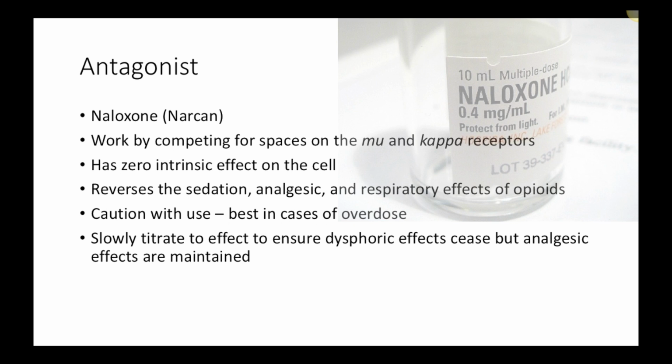All right, so let's talk a little bit about the main antagonists that we focus on when we're talking about the use of opioids. So we have an opioid receptor antagonist, and this is naloxone. The trade name is Narcan. They work by competing for spaces in the mu and kappa receptors. It has zero intrinsic effect on the cell. So this means that it connects to the receptor, 100% connection to the receptor. It's that missing puzzle piece. But then it has no effect on the cell.